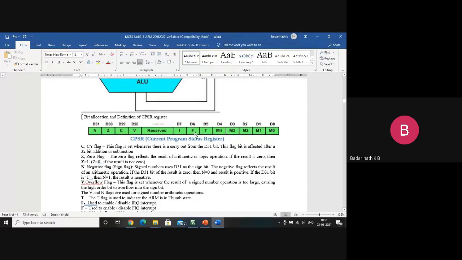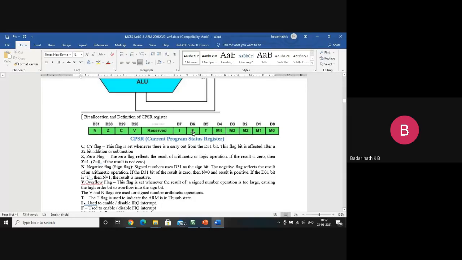The T bit is used to indicate whether ARM is in Thumb mode or 32-bit instruction mode. Then you have I and F, 2 flags which are used to control whether the interrupt system should work or not. I is used to enable or disable the normal interrupt requests. F is used to enable or disable the fast interrupt requests.